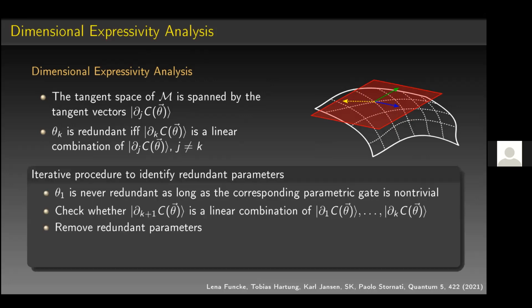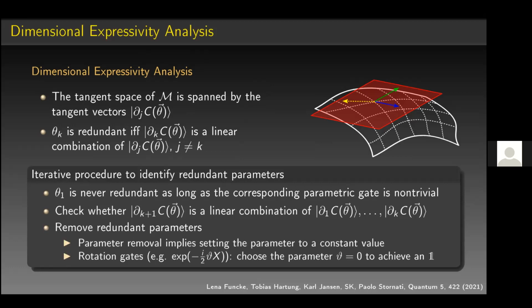So this already gives us an algorithm to identify redundant parameters given a circuit design. We iteratively check, starting from theta 1, if the subsequent parameters are redundant. For all practical purposes, we can always assume that theta 1 is never redundant, because as long as you choose a non-trivial parametric gate, it will have an effect. So all we have to do is check if the tangent vector for the parameter k plus 1 we are about to add is a linear combination of the previous tangent vectors. And then we can remove redundant parameters.